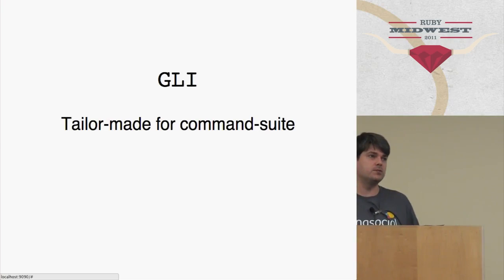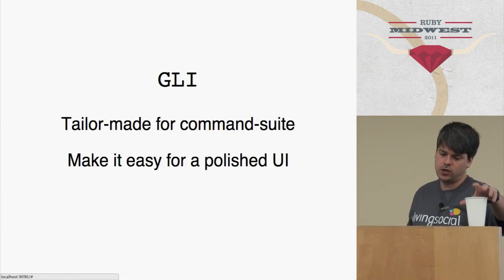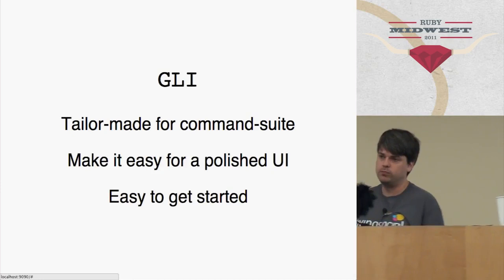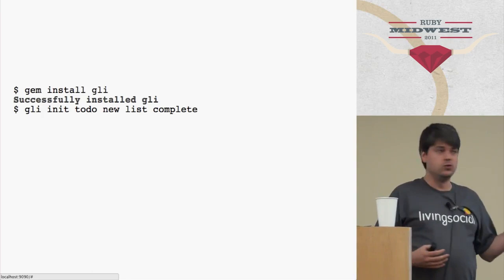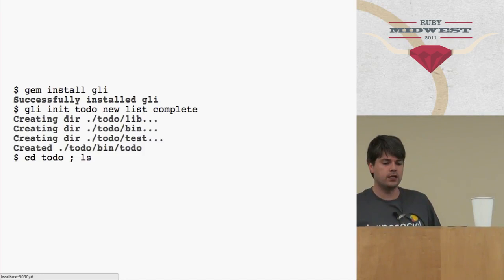It's basically made to make a command suite app just like the one that I was describing. The idea is you want a very polished UI without doing any work, and also to bootstrap things, because I don't want to type either. So let's see what it looks like. Let's say we're going to make a to-do list app. We'll install GLI, and then make a to-do list app that takes three commands: new, list, and complete. We bootstrap it with the GLI init command, and we have a pretty reasonable gemified project that we can start working in.